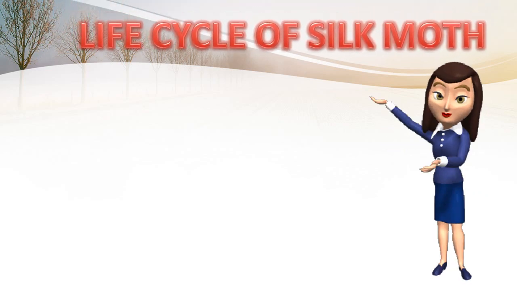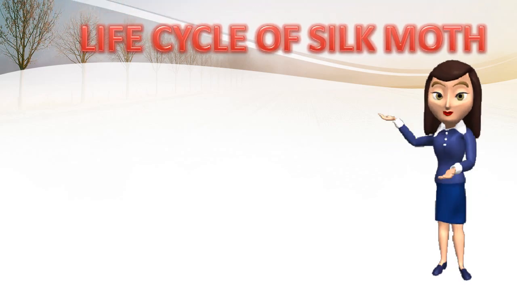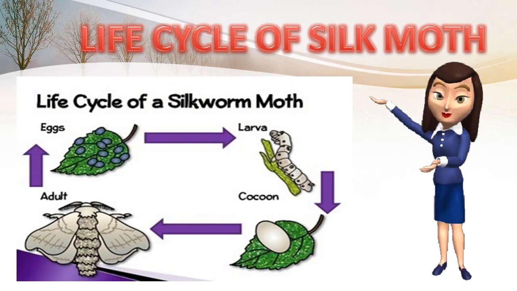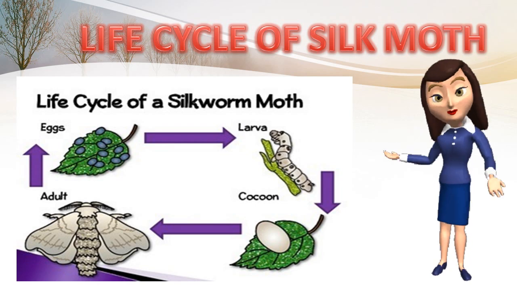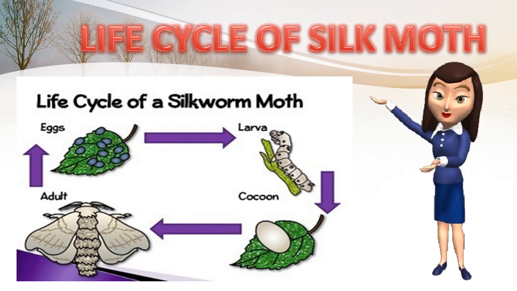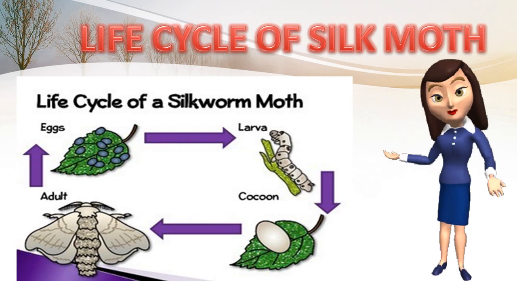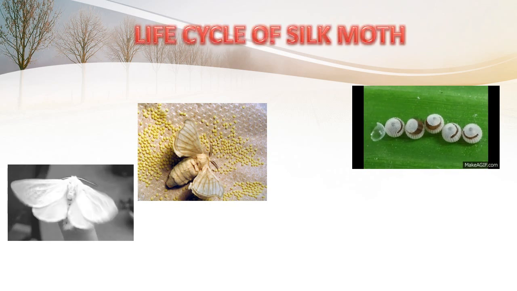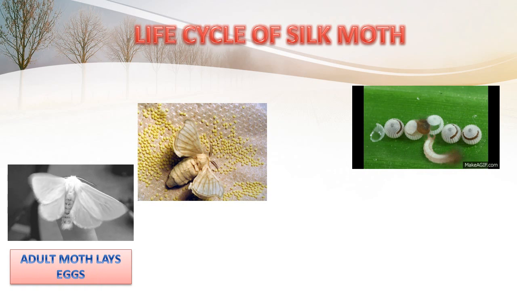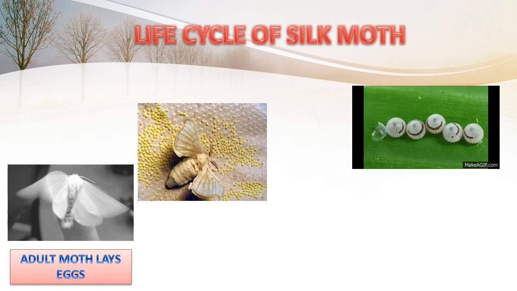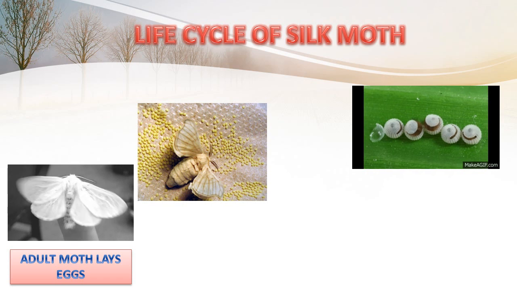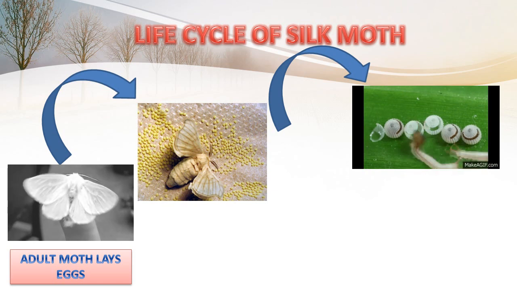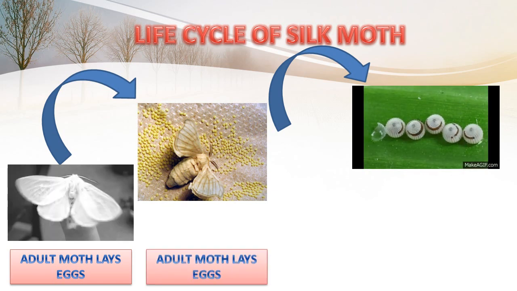Let us have a look at the life cycle of a silk moth. It consists of 4 stages. It starts by laying microscopic eggs and ends with the emergence of a beautiful silk moth. Now look at the different stages in the life cycle of a silk moth. The female silk moth lays tiny microscopic eggs at the end of summer and they remain dormant. In spring, the tiny baby caterpillars emerge from the eggs.